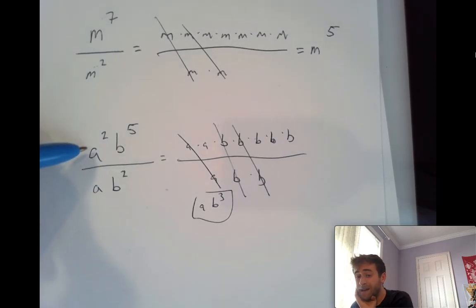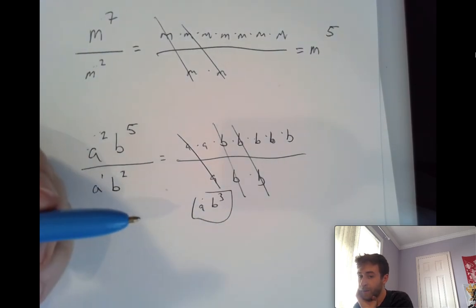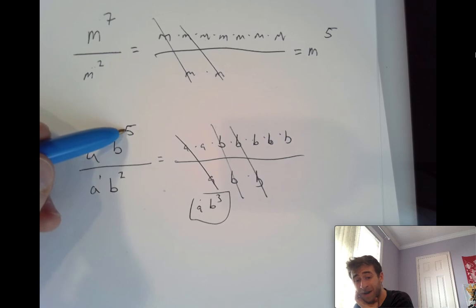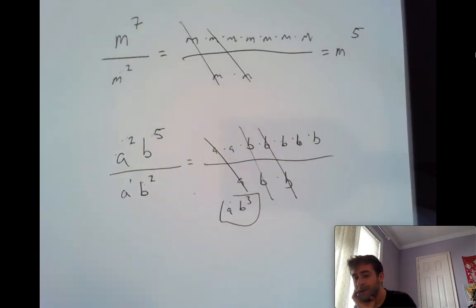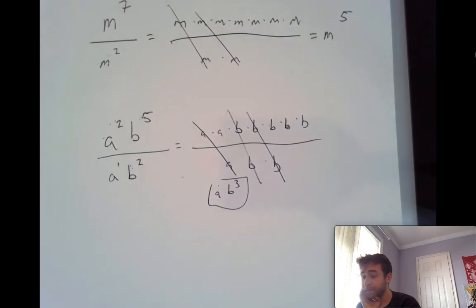Or you could say a to the power of 2, divide out an a to the power of 1, 2 minus 1, a to the power of 1 left over. B to the power of 5, divide out a b squared, 5 take away 2, b to the power of 3. So you can even do it with multiple letters, it's fine.